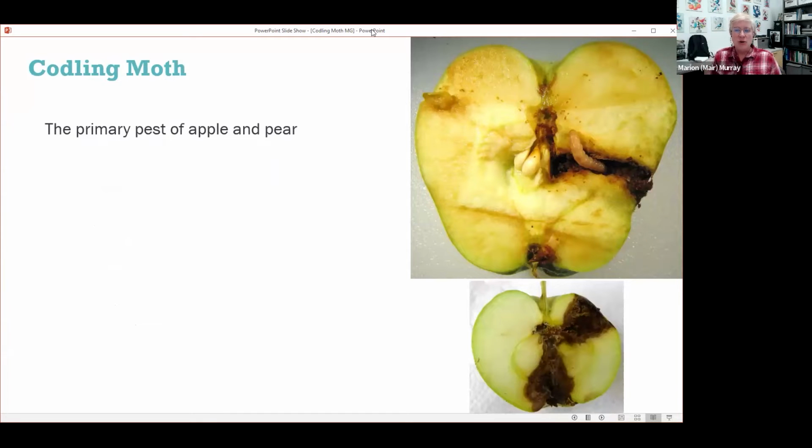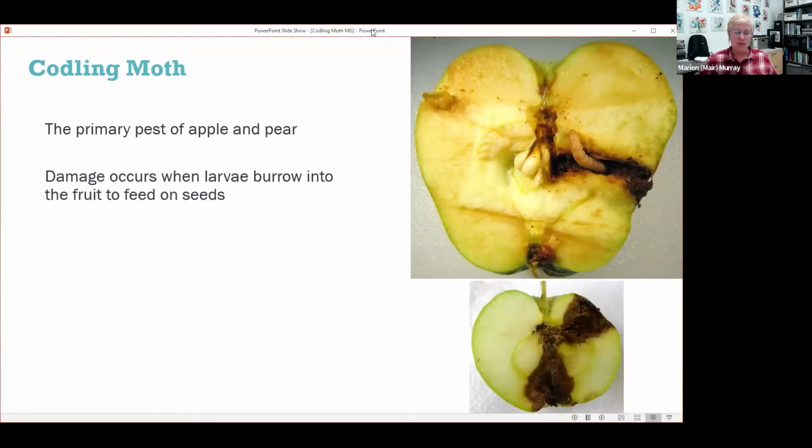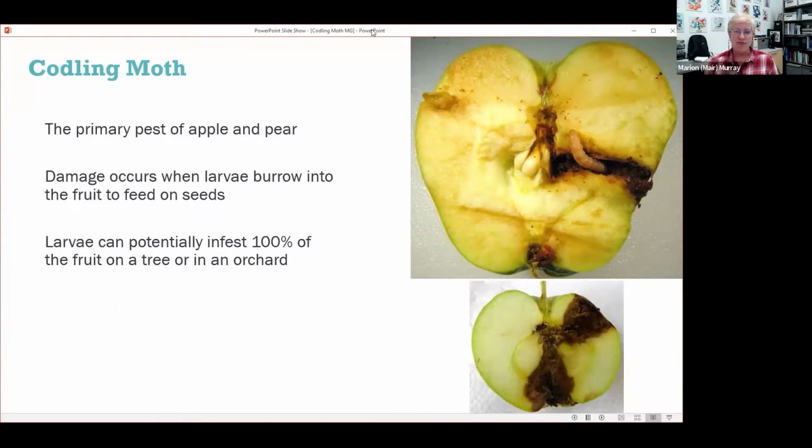All right. So codling moth is the primary pest of apple and pear. And we probably think of it as the worm in the apples. And actually that worm or the caterpillar is looking for the seeds. So they're tunneling in straight to the core. They're not meandering around throughout the flesh of the apple. And if it's not treated, in Idaho and I'm in Utah, the pests can sometimes attack 100% of the fruits on a tree. So it's definitely one, if you want to grow nice, healthy crops, you need to manage.